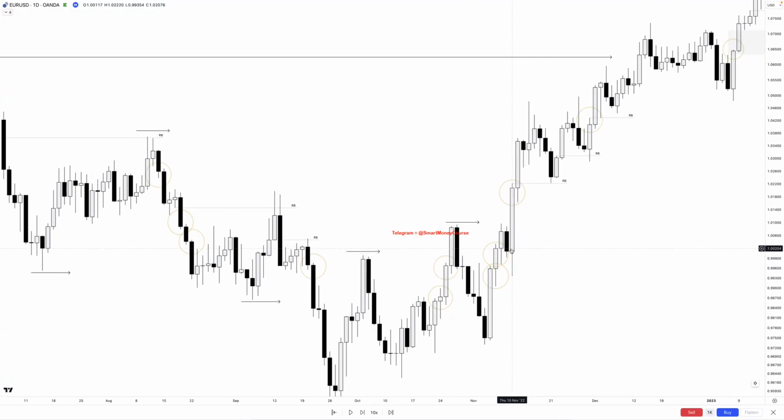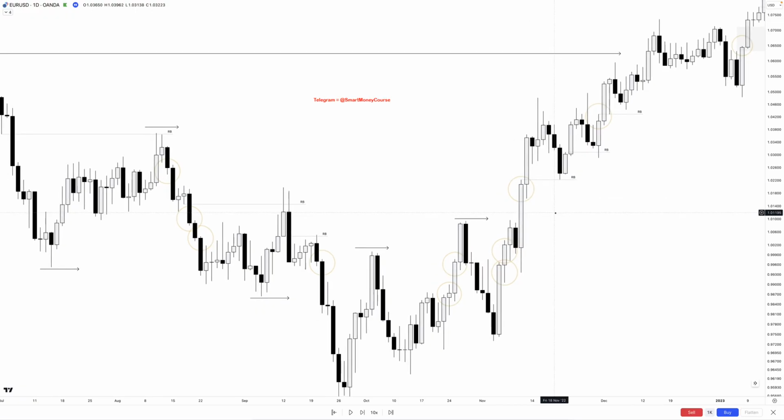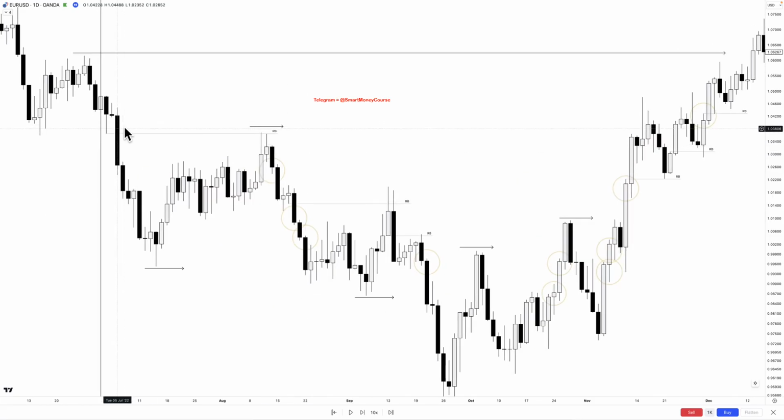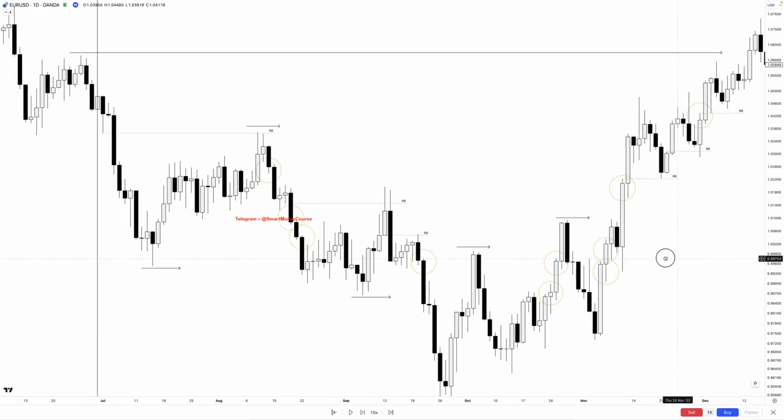So we see the objective met, right? So where's the next objective? Well, we need to look left. We've got imbalance here, and we've got imbalance here, an old swing high, an old swing high here. So let's see how price reacts to these areas.